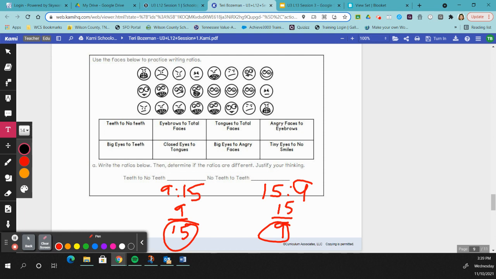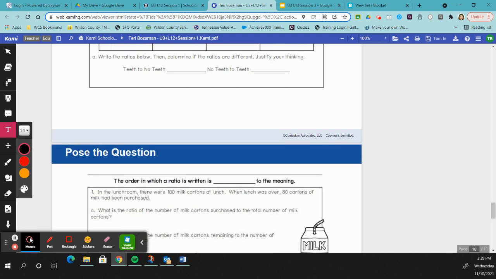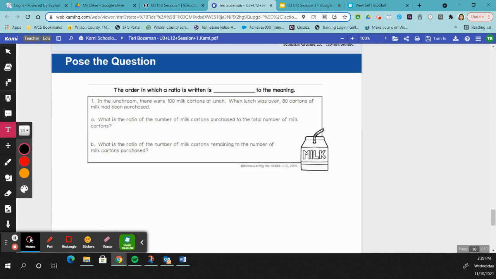Most students will say that yes, they are, you just flip them around. Well, it's not like that with ratios because we are comparing two amounts. So because they are a comparison, because you can write them as fractions, they are not the same thing by just flipping them around, as students would say. So it does matter what order you put them in. So that brings us to the order in which a ratio is written is blank to the meaning. I had my students just put important to the meaning. You could choose a different word to put there, but it does matter the order that you put them in.